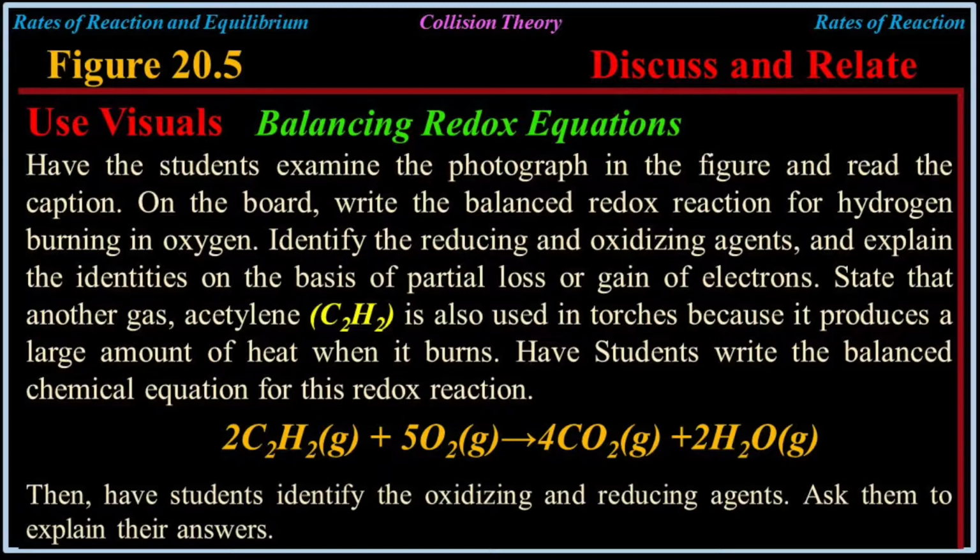State that another gas, acetylene, C2H2, is also used in torches because it produces a large amount of heat when it burns. Have students write the balanced chemical equation for the redox reaction. That's 2 moles of acetylene plus 5 moles of oxygen will yield 4 moles of carbon dioxide plus 2 moles of water. Then have students identify the oxidizing and reducing agents. Ask them to explain their answers.